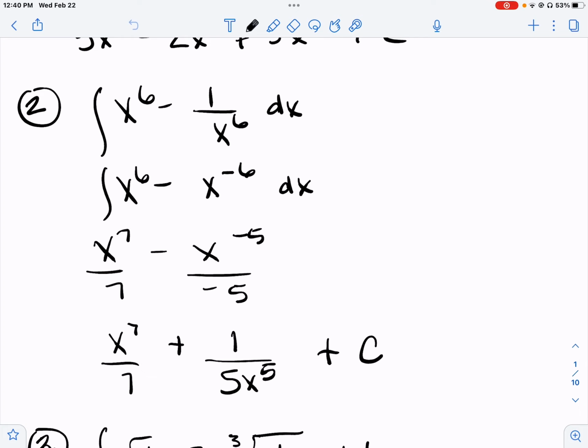The minus negative in the middle becomes add. The x to the negative 5 comes down as x to the positive 5.